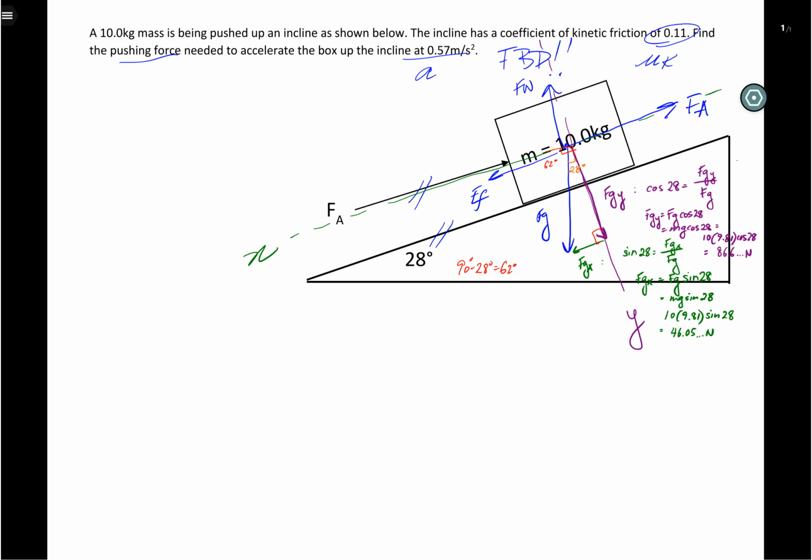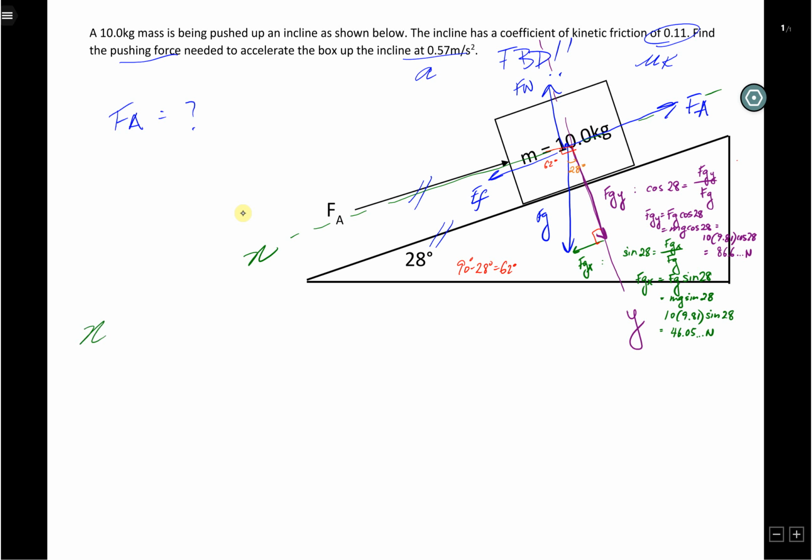We have set up our problem here. Our question wants us to look for the pushing force. If you're looking for any force, you look at where my force is on my free body diagram. My free body diagram says FA is along the x direction, so I'm going to figure out the x direction first.